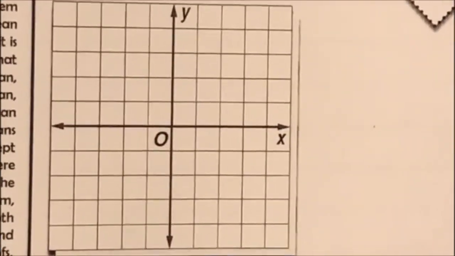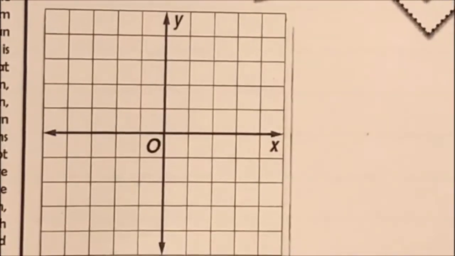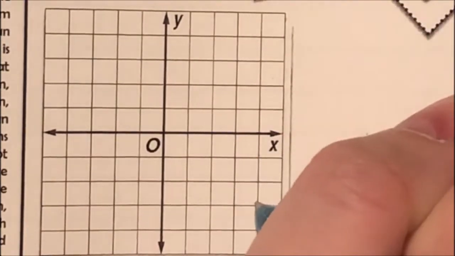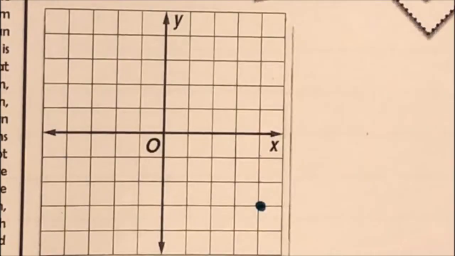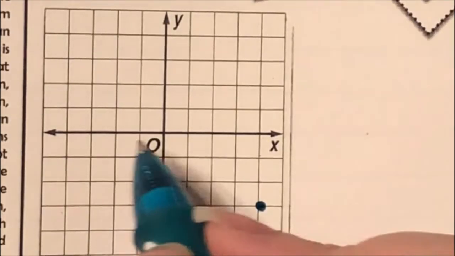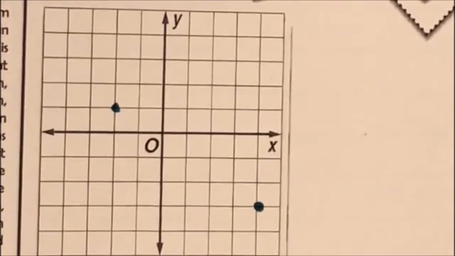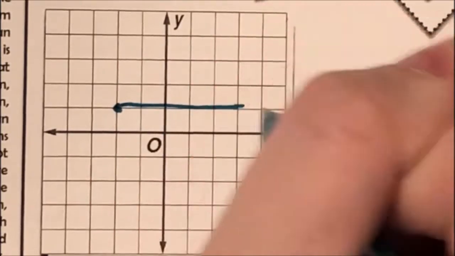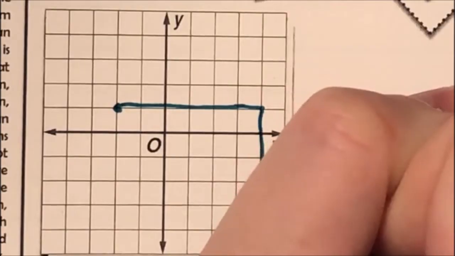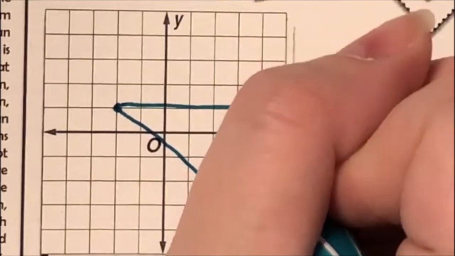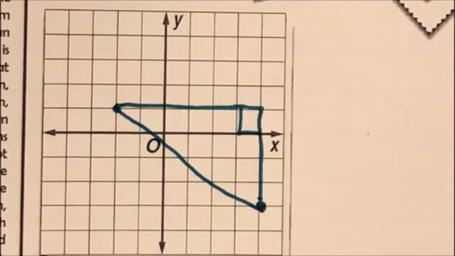So the first thing that I want to do is plot the points on my graph. The first of my points is (4, -3). 1, 2, 3, 4, then 1, 2, 3. So it's right there. And the second of my points is (-2, 1). This actually can form a right triangle. So there's my right triangle.